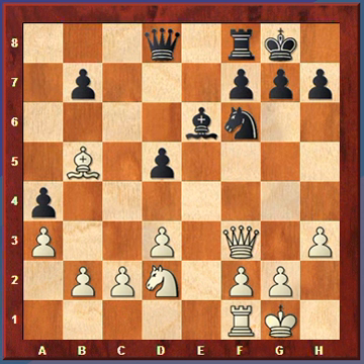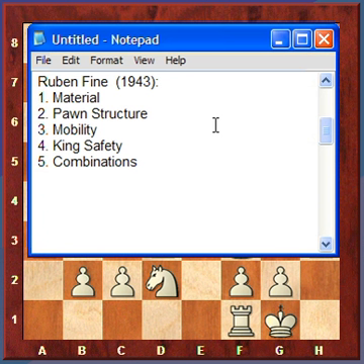Now let's look at how others have analyzed the game of chess. Let me scroll down here. Reuben Fine, who is a famous chess player, in 1943, in his Ideas Behind the Openings, wrote in the introduction that these were the five components of chess: material, pawn structure, mobility, king safety, and combinations. So he broke down analyzing a chess position into five key factors.